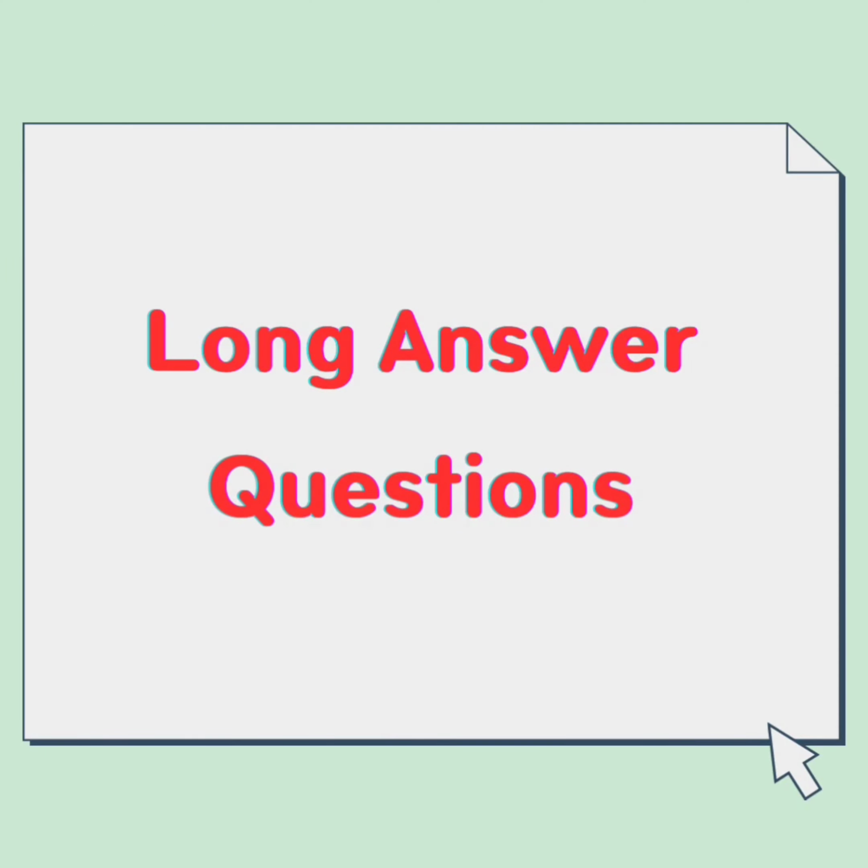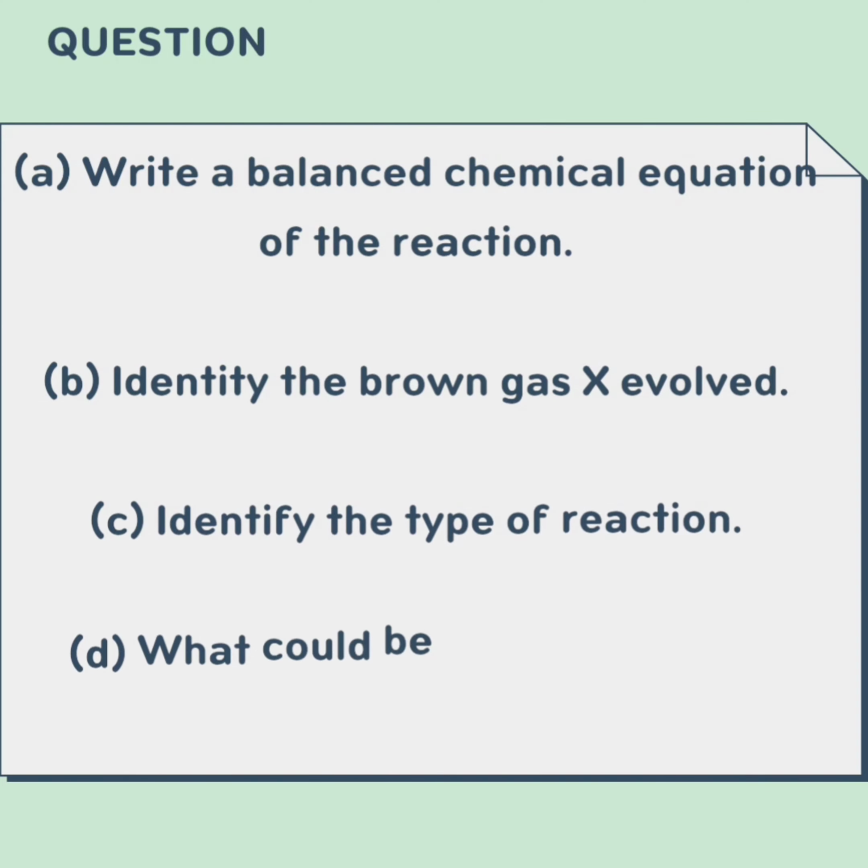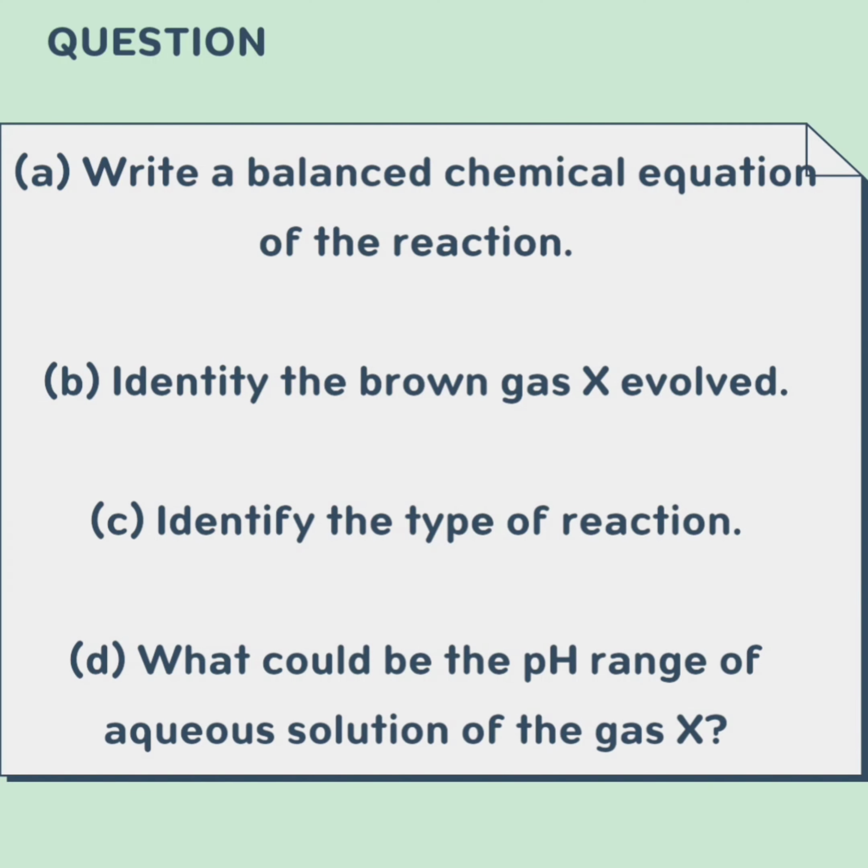Long answer questions. 39. On heating blue-colored powder of copper(II) nitrate in a boiling tube, copper oxide, black, oxygen gas and a brown gas X are formed. A. Write a balanced chemical equation of the reaction. B. Identify the brown gas X evolved. C. Identify the type of reaction. D. What could be the pH range of aqueous solution of the gas X?